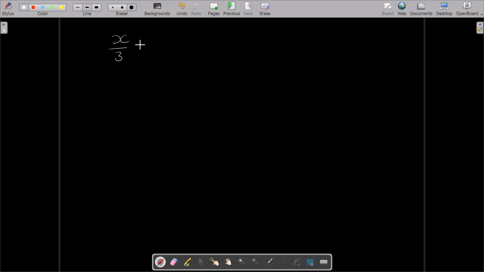x over 3 plus x over 6. Obviously, we need to look for the LCM of these numbers, which is equal to 6. So if the LCM is 6, it means we put 6 here. 2 times this number, 2x. 6 here is 1, which is x. So the final expression is 3x over 6.